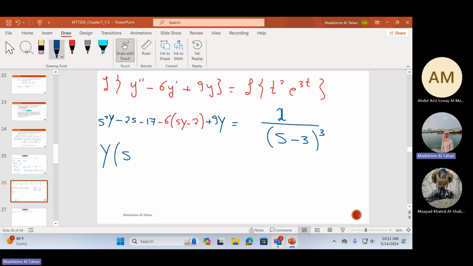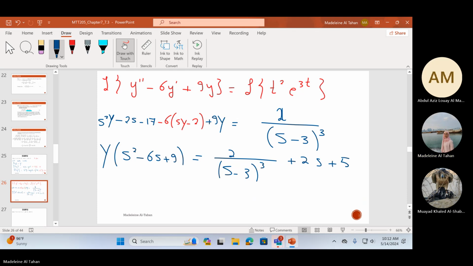The next step, collect the Y's together. What will we get? s squared minus 6s plus 9. And bring the other one to the other side. We'll get 2 over (s minus 3) cubed. This one becomes plus 2s. Here we have plus 12 minus 17 minus 5. So it will be 2s plus 1.